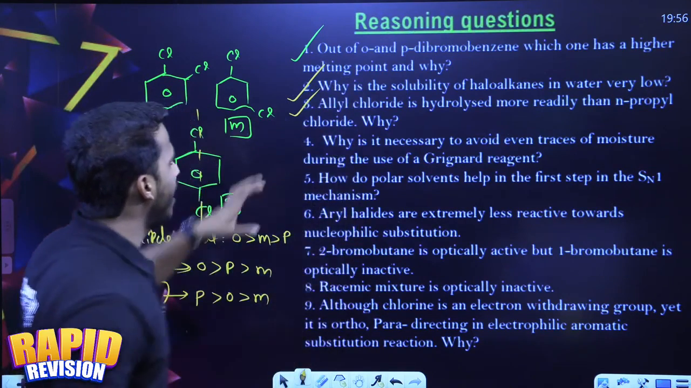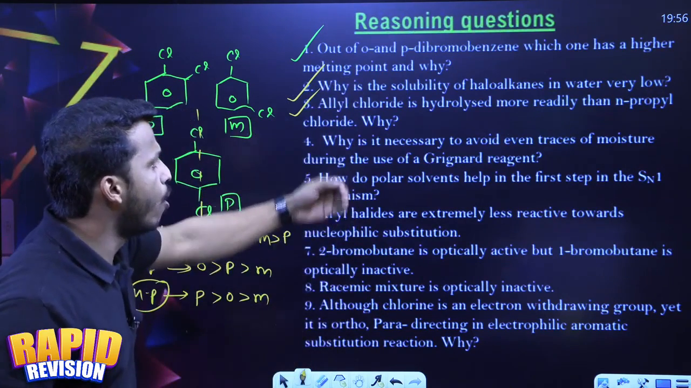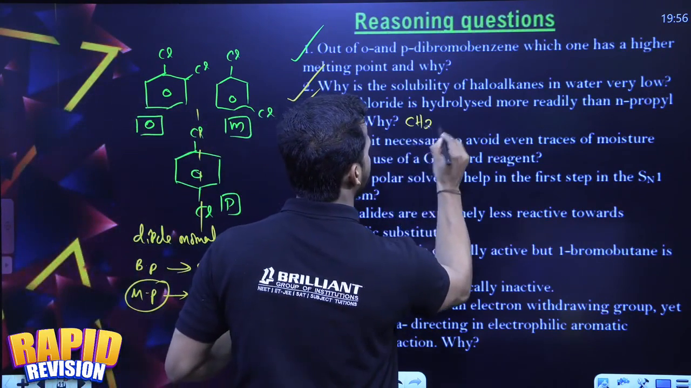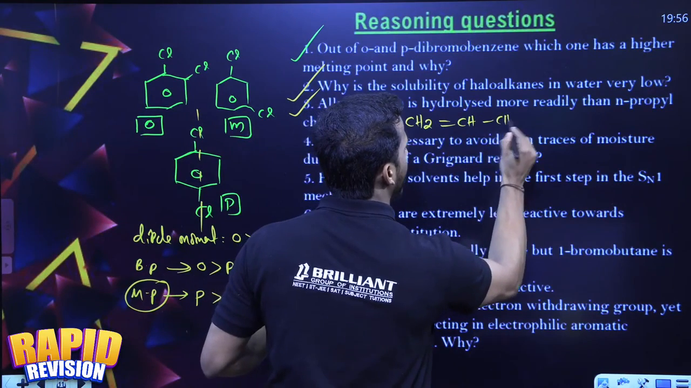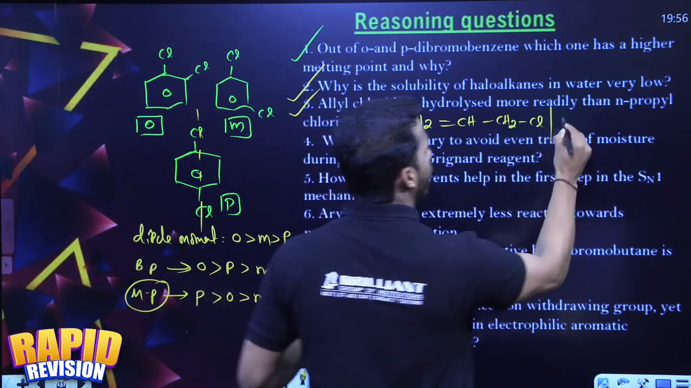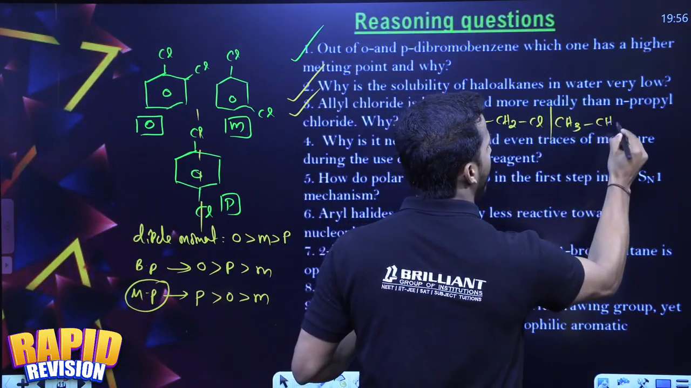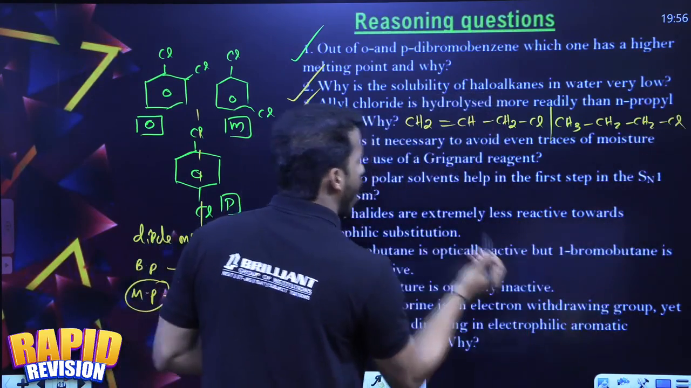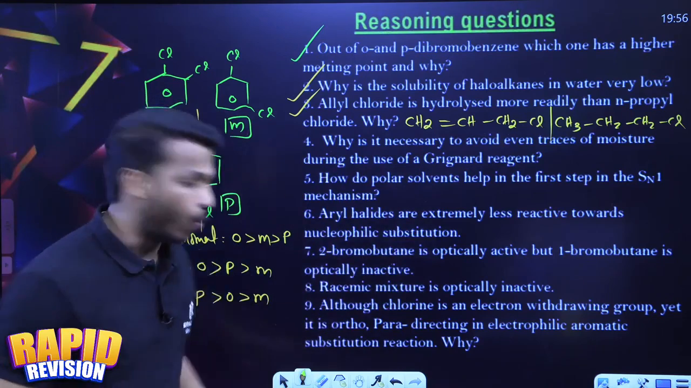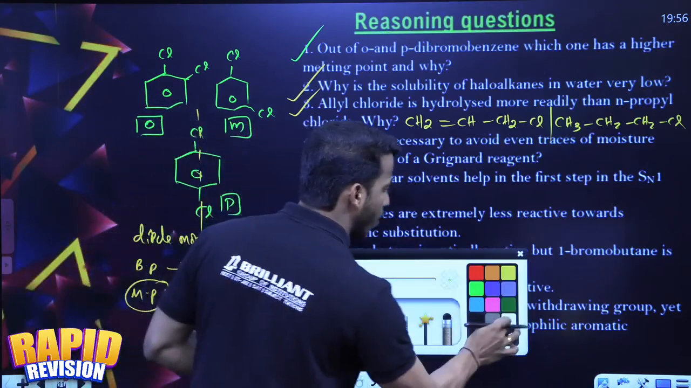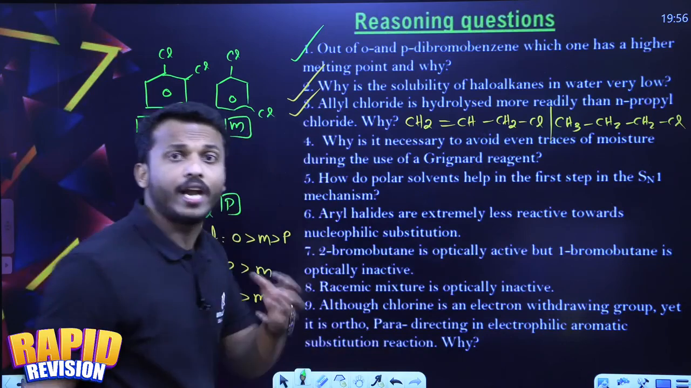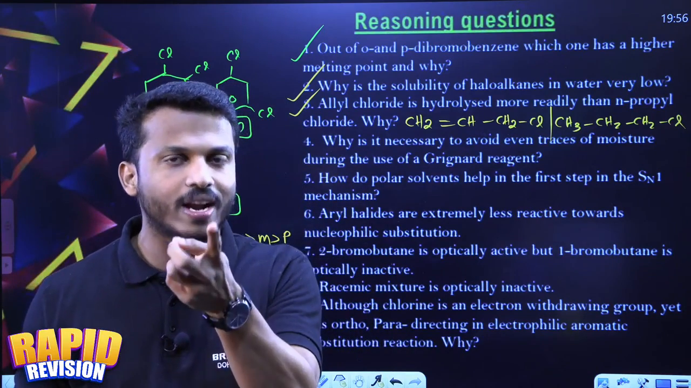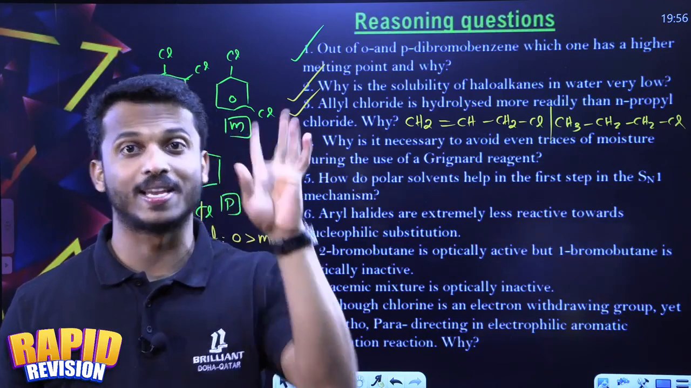Third question: allyl chloride is hydrolyzed more readily than normal propyl chloride. What is allyl chloride, dear all? This is allyl chloride. And what is normal propyl chloride? This is normal propyl chloride. Why does allyl chloride undergo hydrolysis faster? Simple reason: hydrolysis, aqueous, something like that if they give. That means which reaction? SN1 reaction.